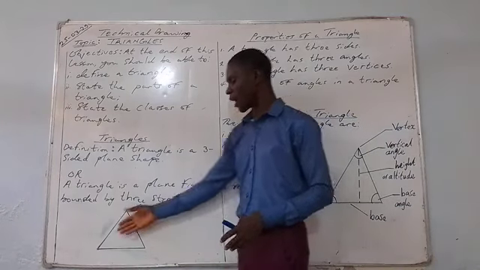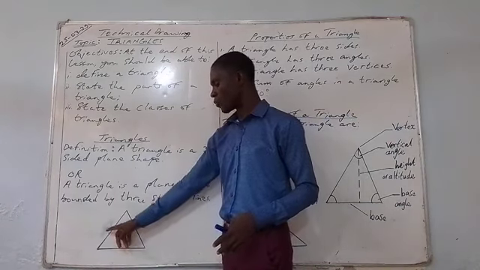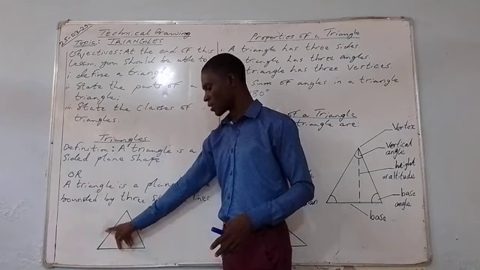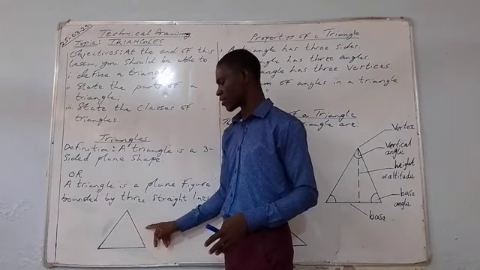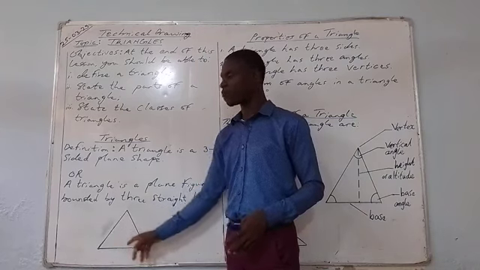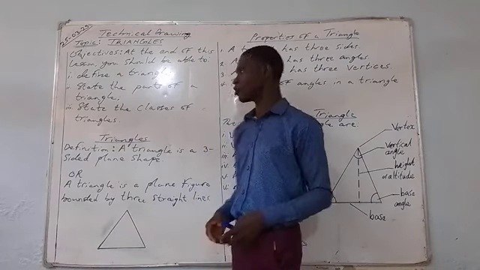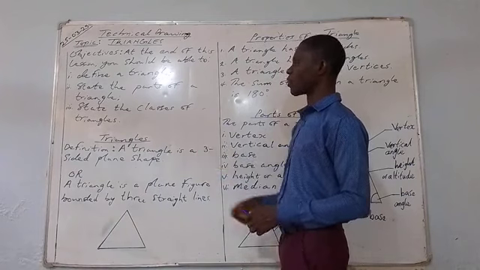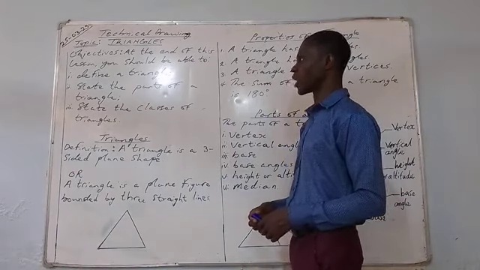Okay. So this is a triangle here. As you can see, we have these three sides. This is a side, this is a side, and this is a side. So it's a three-sided plane figure or a three-sided plane shape. Okay. So that is all about the definition of a triangle.